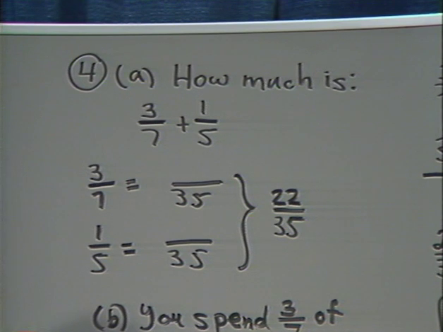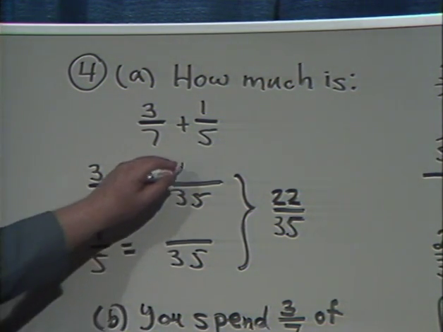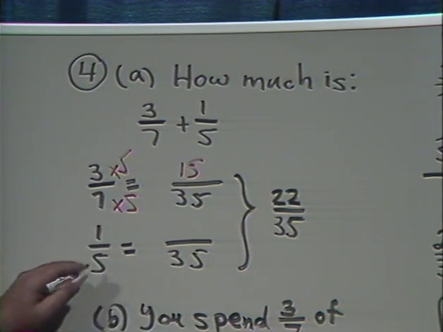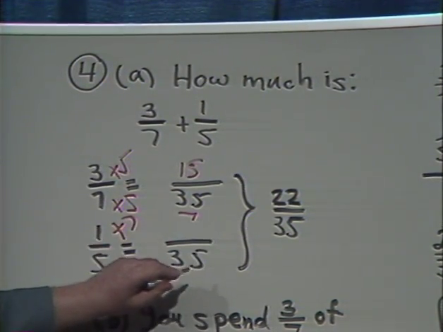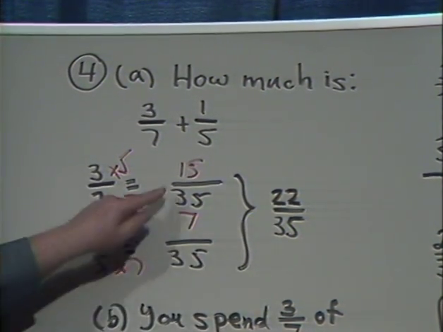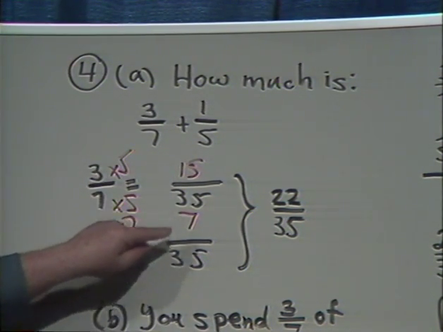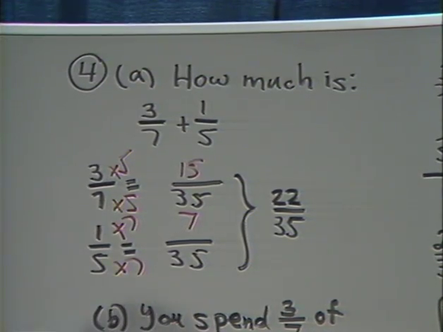7 times 5, which is 35, is the 7th multiple of 5 and the 5th multiple of 7. So you see what we do here? We say 7 goes into 35 5 times. 5 times 3 is 15. Then we say 5 goes into 35 7 times. 7 times 1 is 7. Now that we have a common denomination, we have what? 15 35ths and 7 more 35ths. So 15 35ths plus 7 35ths is 22 35ths.